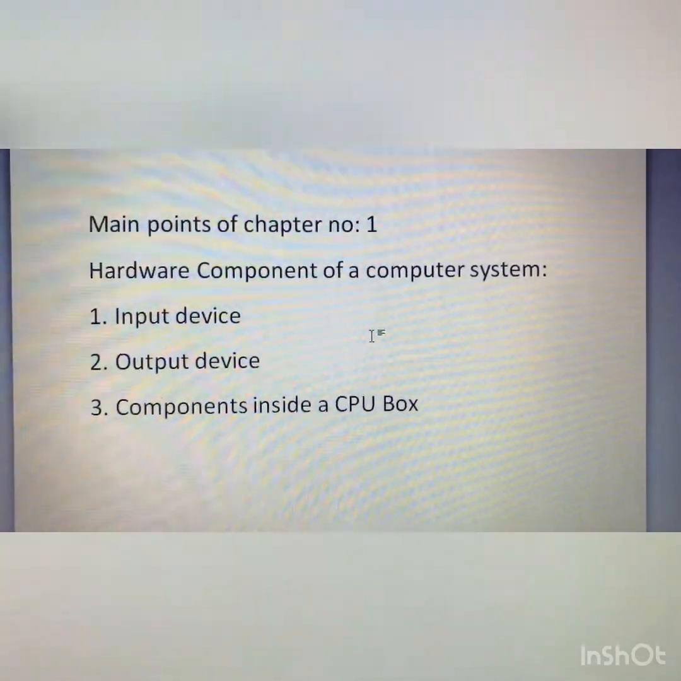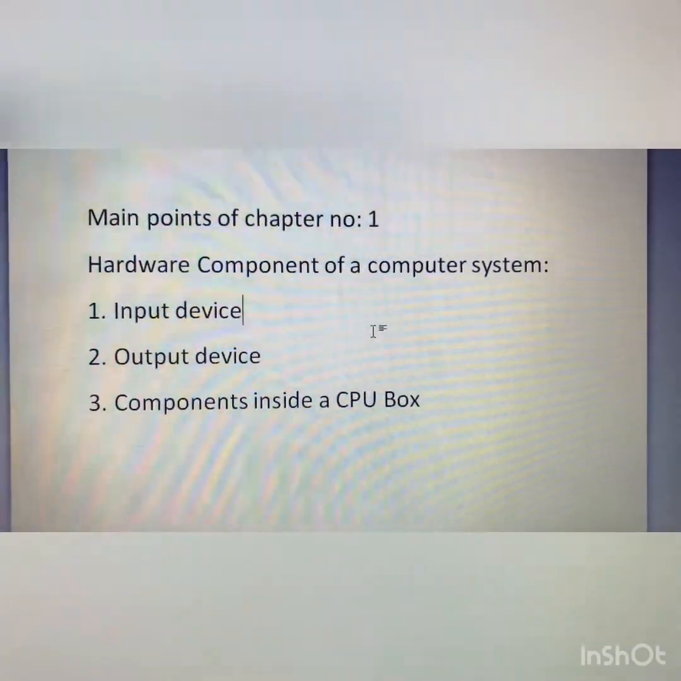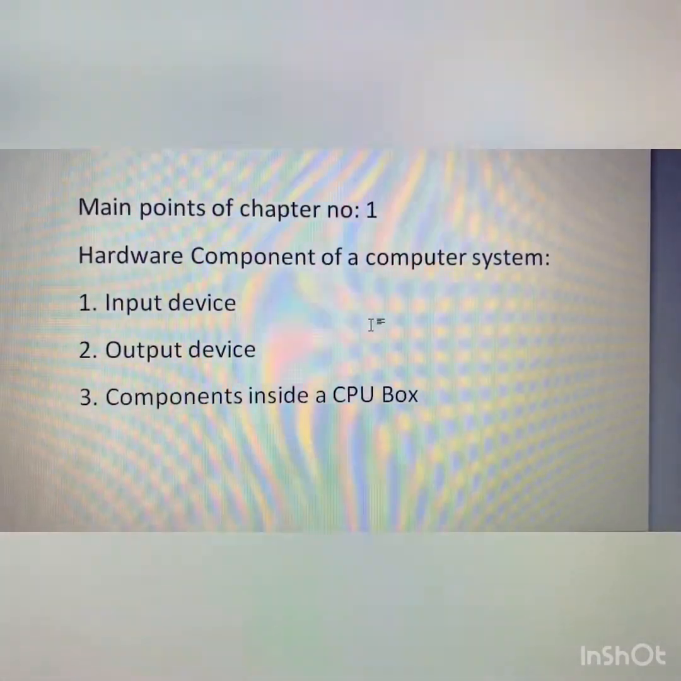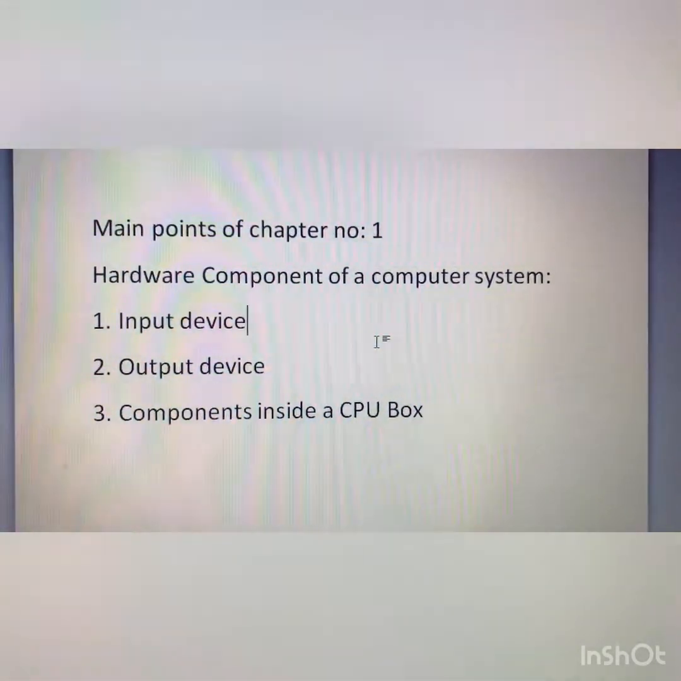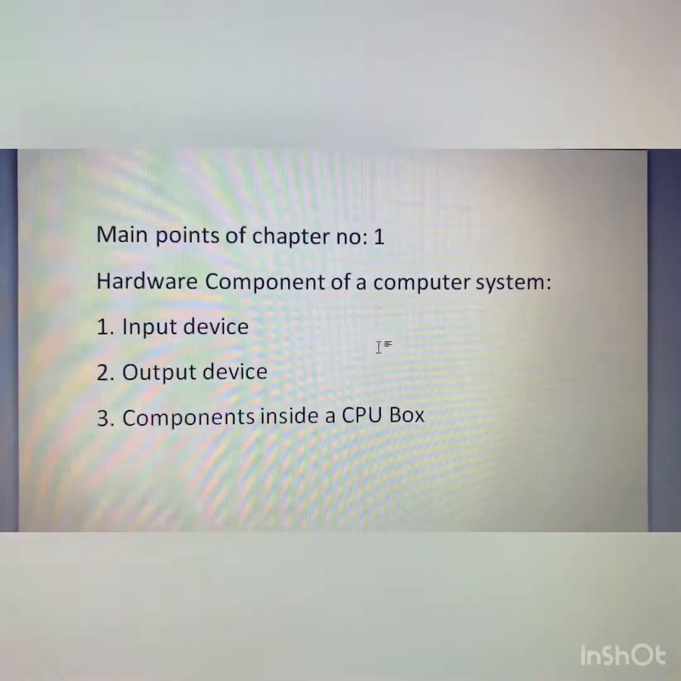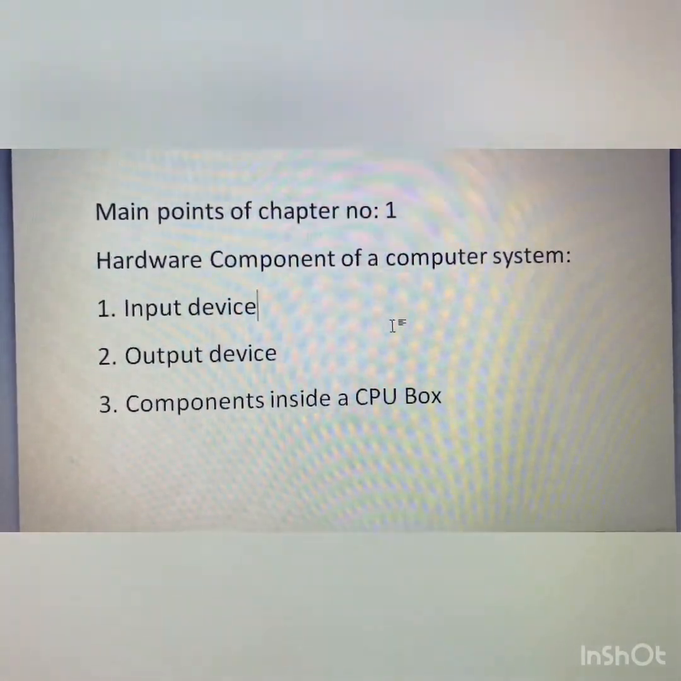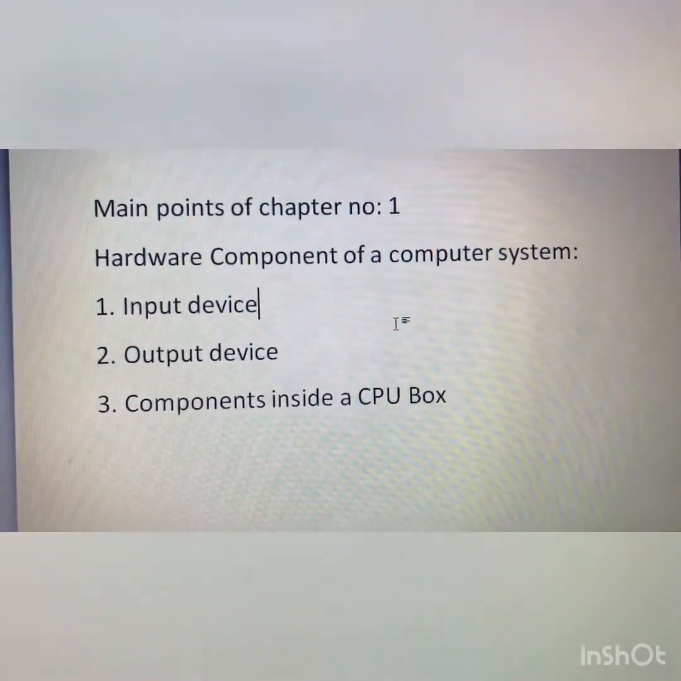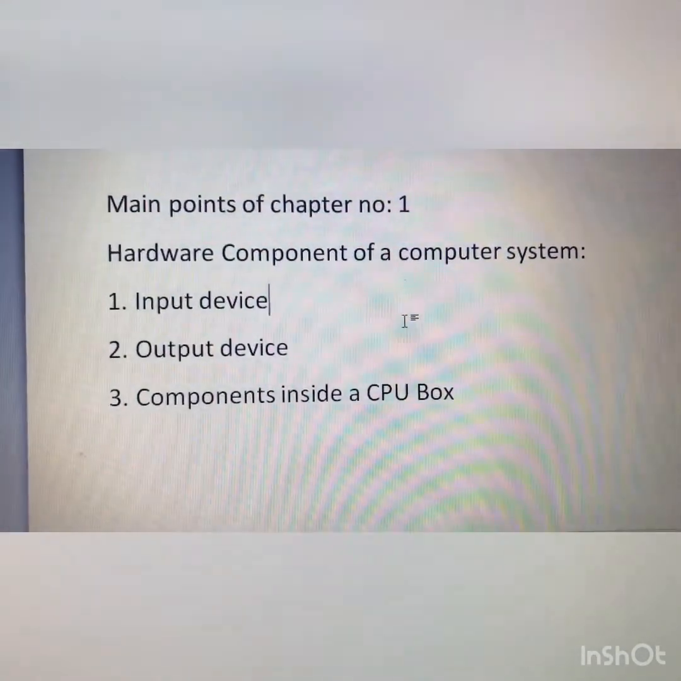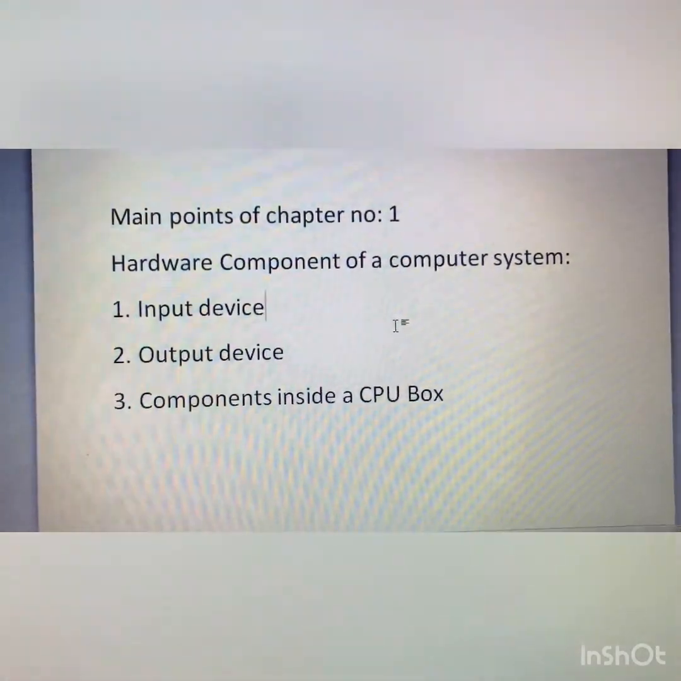So students, from chapter number 1, hardware, the main points are hardware components, that is input devices. We have seen different types of input devices: joystick, MICR cheques, scanner, biometric machine. Then output devices, different types of output devices, printers, monitors. Then components inside a CPU, so SMPS, the power supply. These are all the main points of chapter number 1. I hope you understood the concept which I taught you.